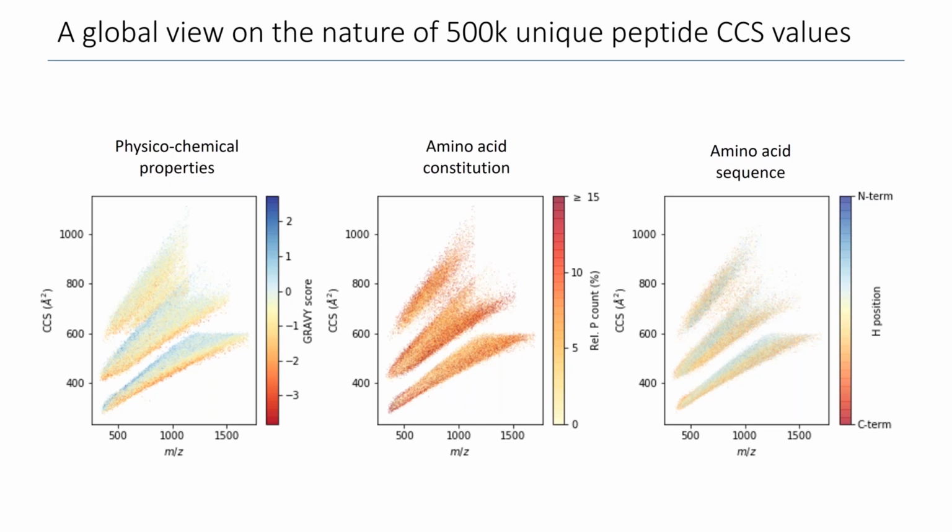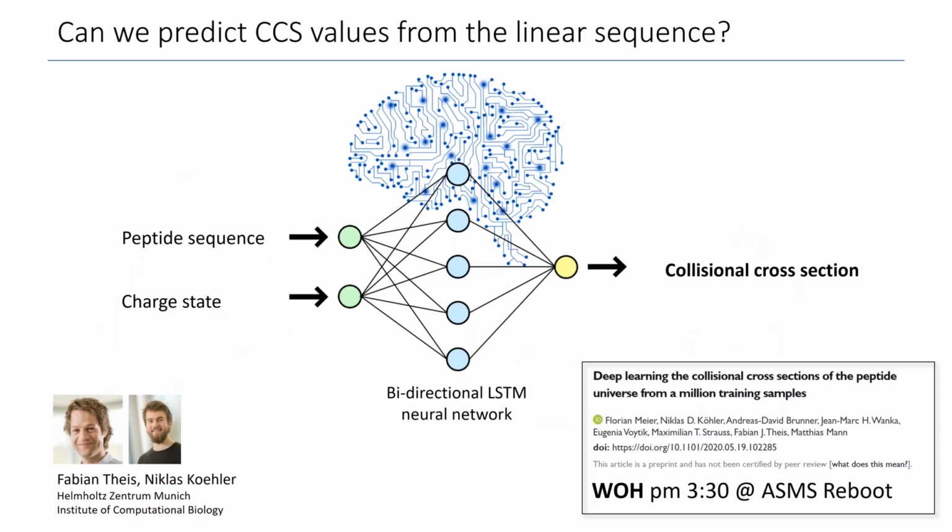And of course, having such a large data set, having such a precise data set, we were also wondering if we could turn linear peptide sequences into collisional cross-section. So we teamed up with the Helmholtz Center in Munich with a group of Fabian Theis and work led by Niklas Köhler to develop a deep neural net that would do exactly this job. So getting the peptide sequence in a charge state and predicting the collisional cross-section. If you want to hear more about this, I have an oral presentation on this, and we also just published a bioRxiv preprint, I think 1 week ago, on this topic.